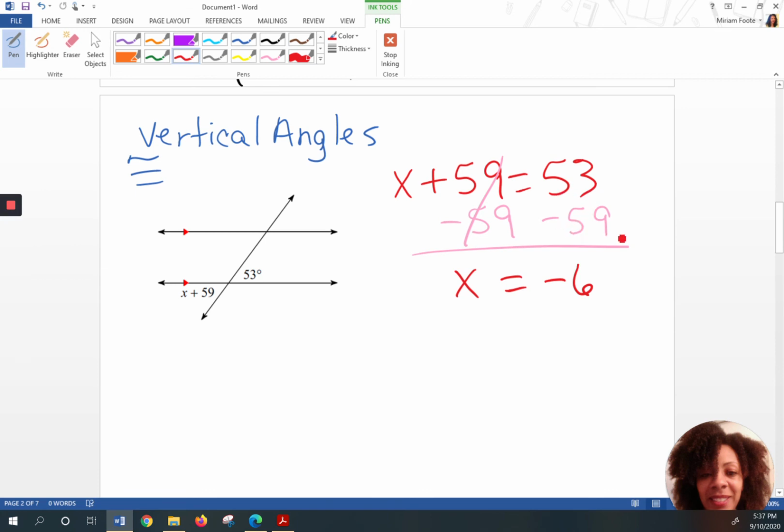So when I have signs that are different, I'm going to subtract and take the sign of the larger absolute value, which is 59. Since this is the last one, we'll go ahead and just double check our work. And in double checking our work, we're going to substitute this x back in. Negative 6, which is your x, plus 59, you guessed it, it should equal 53 because they're vertical angles and vertical angles have the same measure.